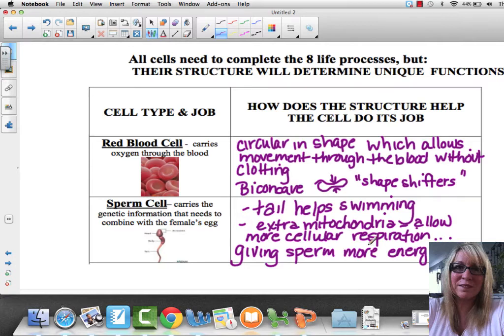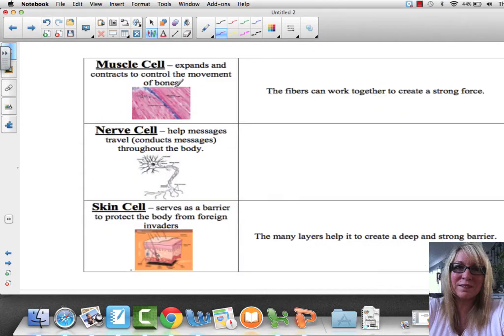We're going to talk about a couple of more. We've got muscle cells. Muscle cells expand and contract to control the movement of bones. The fibers can work together to create a strong force. So that's another cell. Then we have nerve cells. Help messages travel throughout the body. So when you touch something hot, you quickly pull your hand back, and that's because nerve cells send messages in microseconds to your brain and back, telling you to remove your hand.